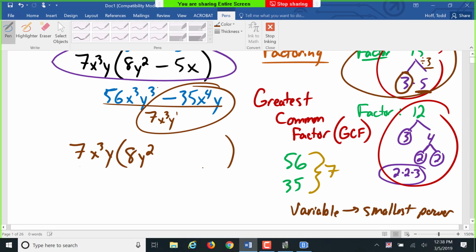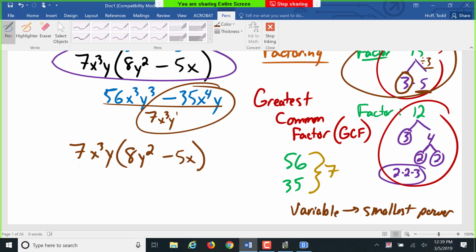Then we'll move over to the next piece, the negative 35 x to the fourth y divided by the 7x to the third y. What do we get there? Minus 5x. Perfect, minus 5x. Negative 35 divided by 7 is negative 5. X to the fourth divided by x to the third. 4 minus 3 is 1, so x to the 1, or just x. And y divided by y divides out. So there we have factored that back out.